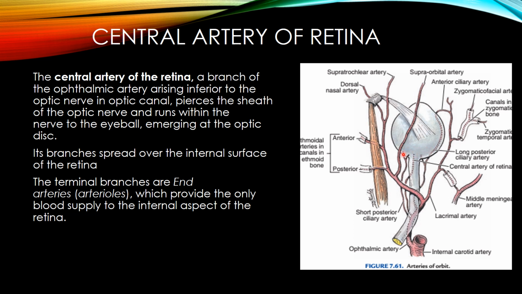These are the only arterial supply to the internal aspect of the retina. These terminal branches are end arteries. They do not anastomose with any other arteries. So, occlusion of this artery can cause complete blindness of that side of the eye.